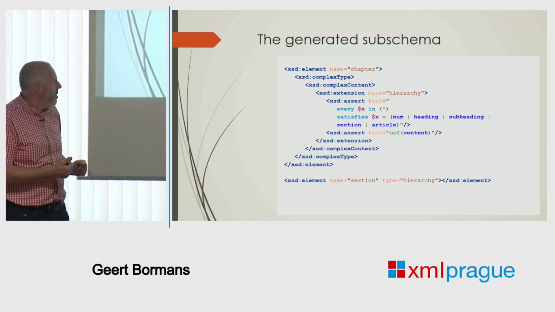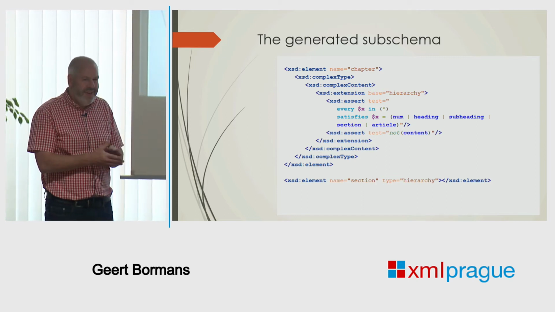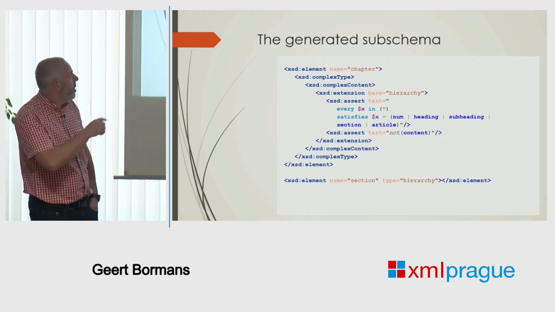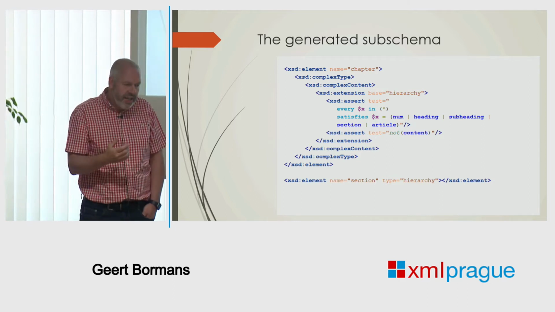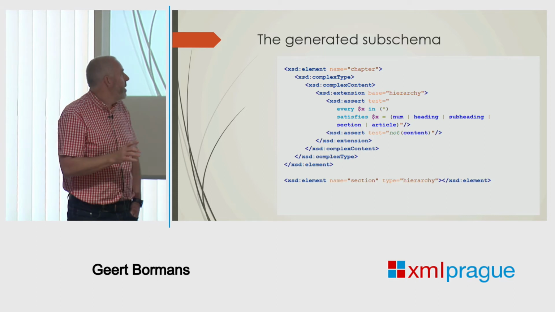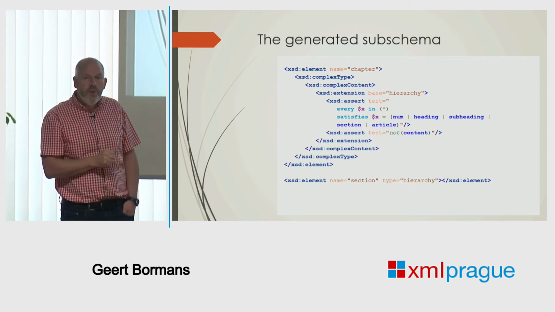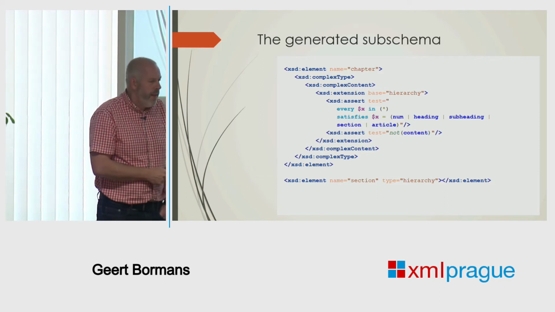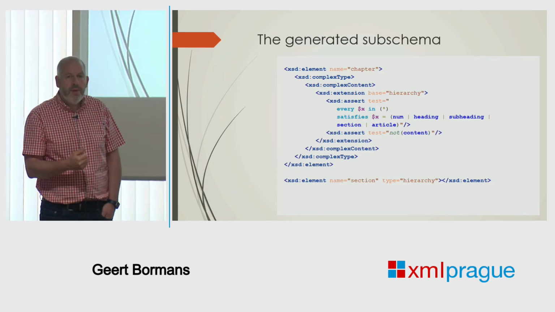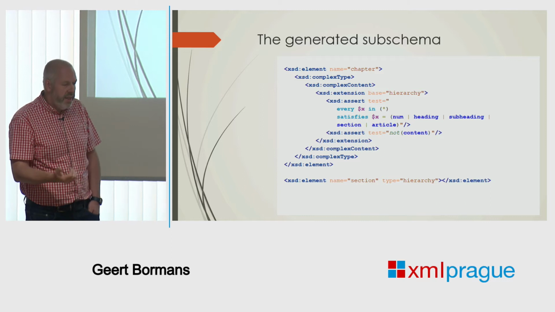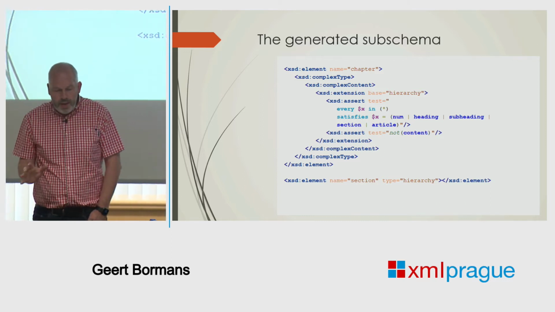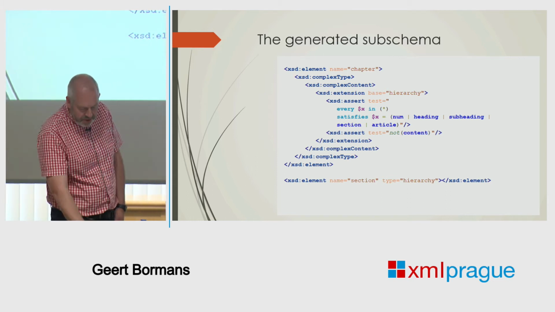So the section here is the original section. I didn't change that. But the chapter has an extension with an assert, saying that basically from everything you would be able to expect, only the hierarchical components, section and article, are allowed. So this is the generated subschema. So where's the schematron in this story?